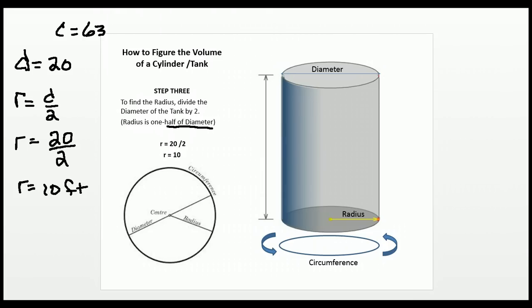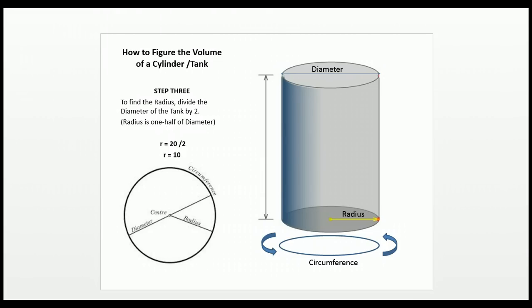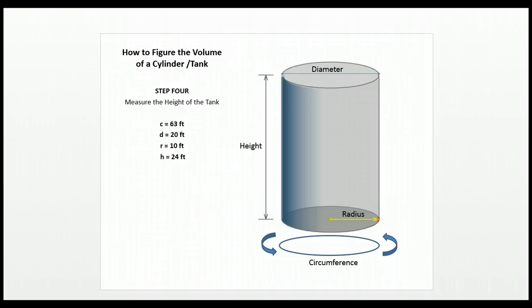So our radius is equal to 10 feet. All right, everybody got that? Now next, since we have our radius is 10 feet, our diameter is 20 feet, our circumference is 63 feet.